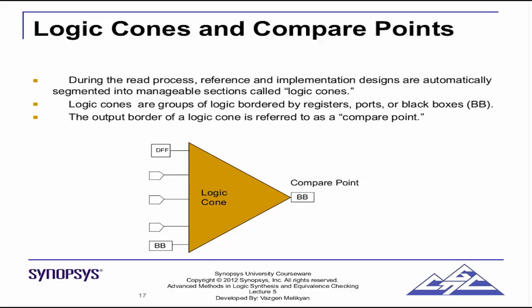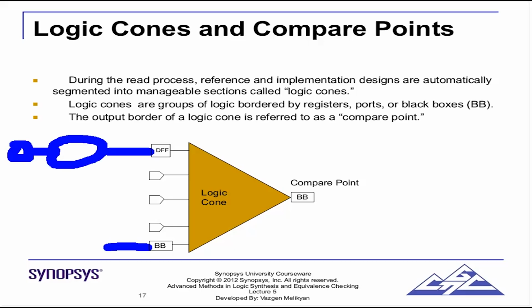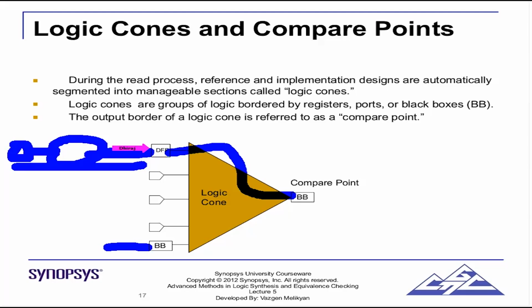So let's say in this case, let's go back here. There is some logic here also. Now it starts with an input port, goes through the combinational cloud, and hits the first DFF it sees. This part on the left side is a logic cone, and the compare point is this DFF. Now it again starts at the output of the DFF, traverses through combinational logic, and hits, let's say, the black box input pin. For this compare point, the black box input pin, this is now the logic cone.